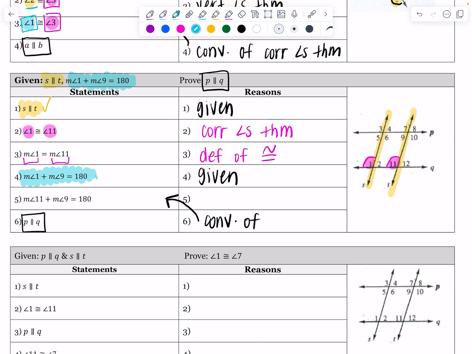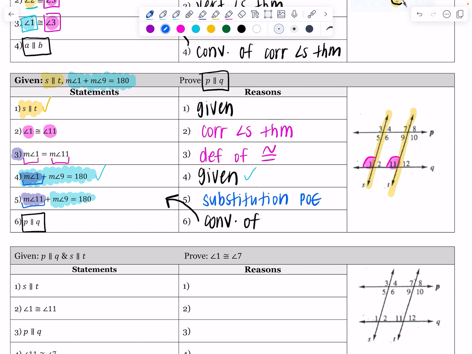Measure of angle 1 plus the measure of angle 9 is 180. That's given. And then look what they change. They leave everything else the same, but all of a sudden, they change the measure of angle 1. They switch it out to be the measure of angle 11. What allows y'all to do that? Step 3. The step 3 says angle 1 is equal to angle 11. So I can sub out or substitute out the measure of angle 1, it turns into the measure of angle 11. So that's going to be substitution. That is our substitution property of equality.